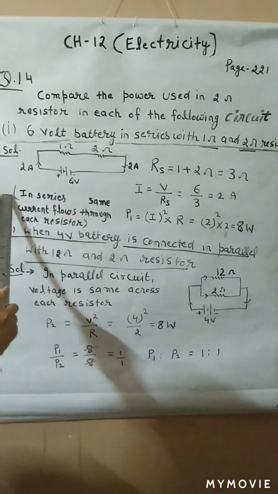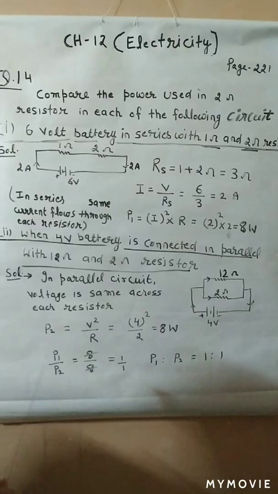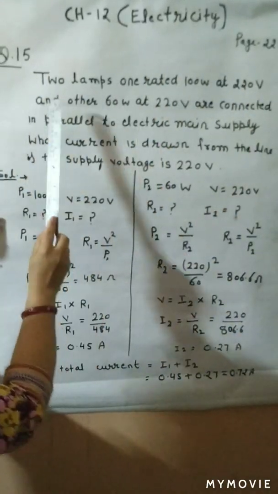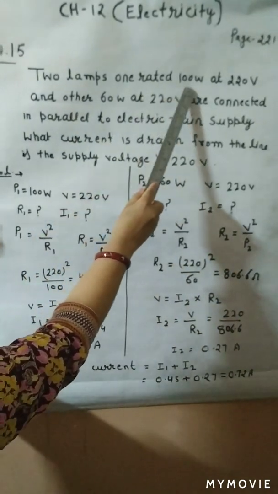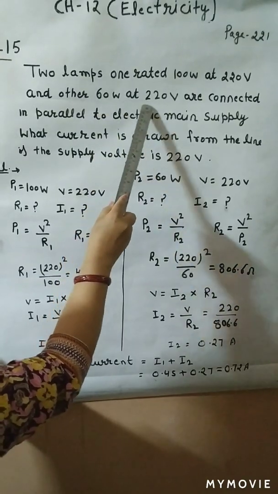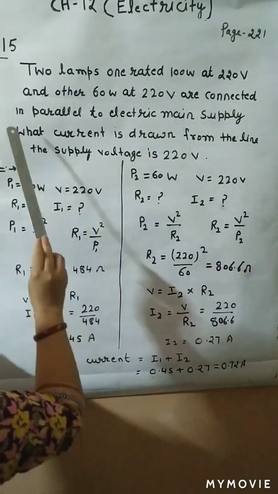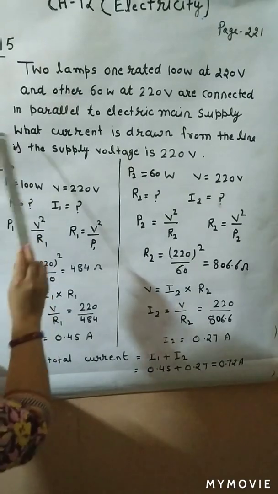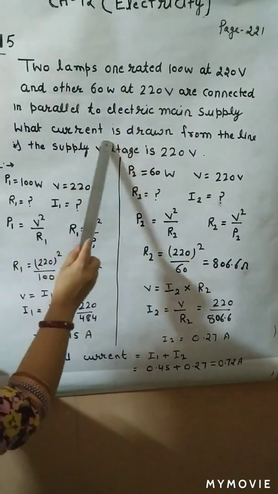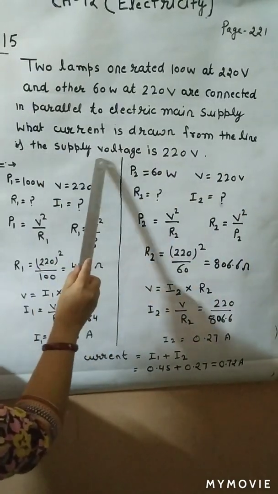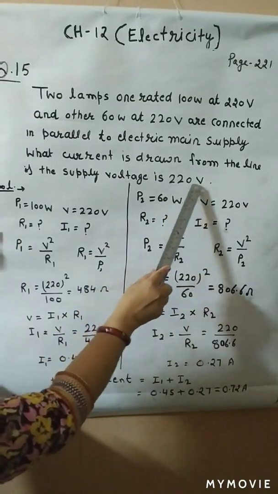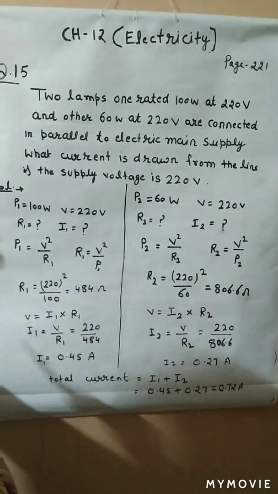Now let's do the next question. Question number 15 of your NCERT. See, this is question 15 on page 221. 2 lamps, one rated 100 watt power at 220 volt and another of 60 watt power at the same potential, are connected in parallel to the electric main supply. Means both bulbs are connected in parallel with each other. What current is drawn from the line if the supply voltage is 220 volt? Now this question shows that potential remains the same when they are connected in parallel with each other.